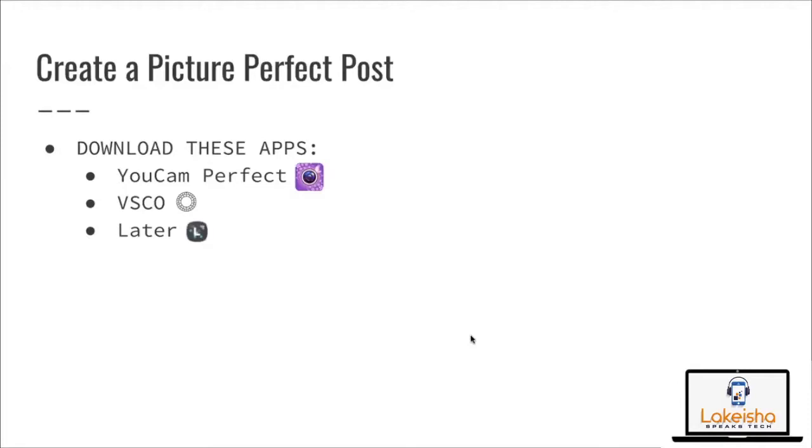First of all, I want you to download these apps. One is YouCam Perfect, and this is how the icon looks, so whenever you search for it in Apple, you can look for that. Then we have VSCO, and honestly, I don't know if they want me to pronounce it Vasco or just VSCO, but the app looks just like that. It's inside of a box, and it's a circle. Then you have the Later app.